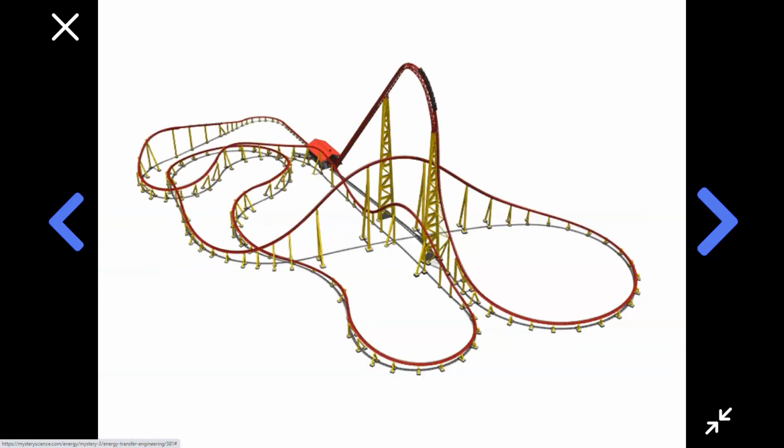Now, one of the things that makes roller coasters so fun are all these ups and downs. When roller coaster designers create rides, they have to figure out how high to make the hills. So let's look at a few roller coaster designs to see how high the hills are.